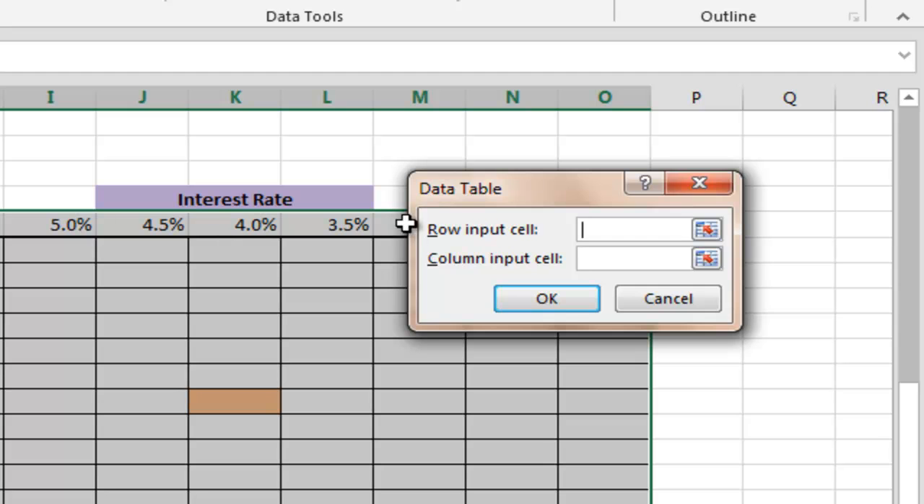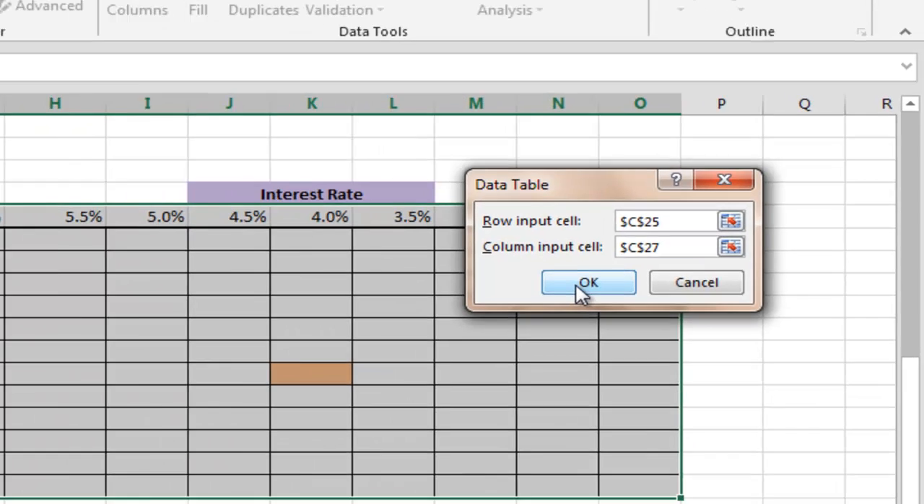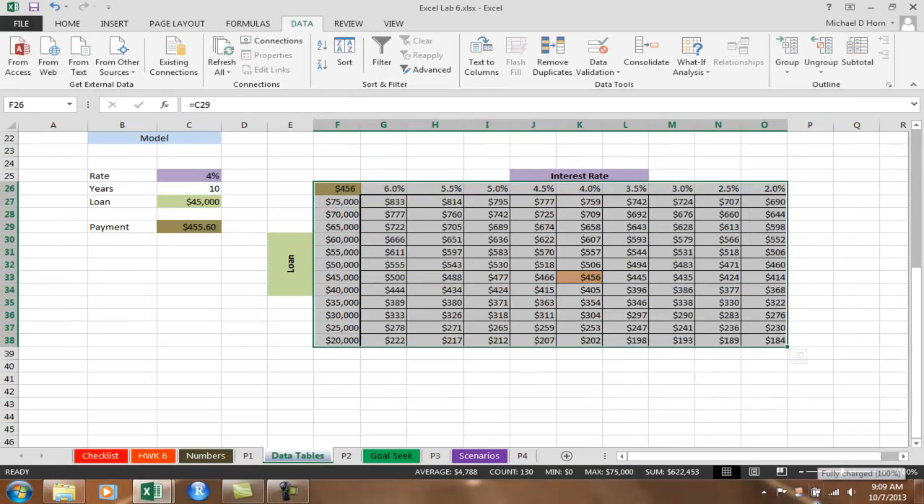So here's my row of inputs, and those happen to be the interest rate, so I will just pick where they're supposed to go. Then I have a column of inputs, and those are the various loan amounts that I'm interested in looking at. So I pick where that is, and then I just say OK, and I'm done. So now this is much, much easier than going through and plugging in those various combinations of interest rate and loan amount, and then copying that into that cell. So I have a sensitivity table, as it's called.